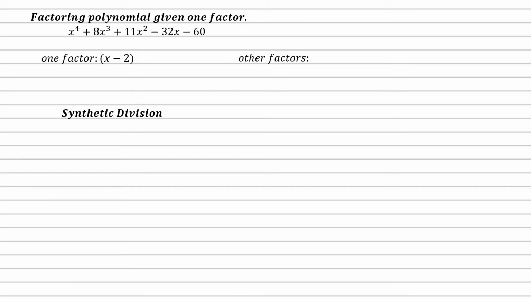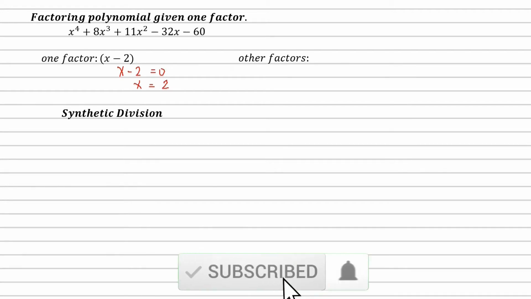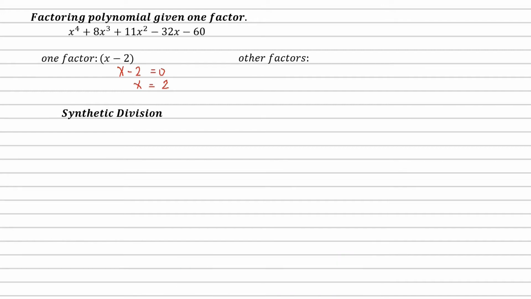The first step here is to equate the given factor to 0. So, x minus 2 equals 0, then the value of x now is 2. Then after that, gamitin na natin ang synthetic division. In my previous lesson or video, na-discuss ko na ang synthetic division. So, kunin lang natin yung mga numericals ng ating polynomial.